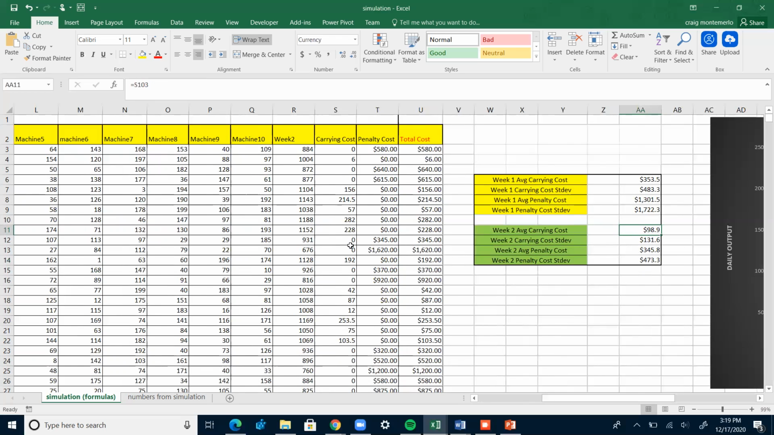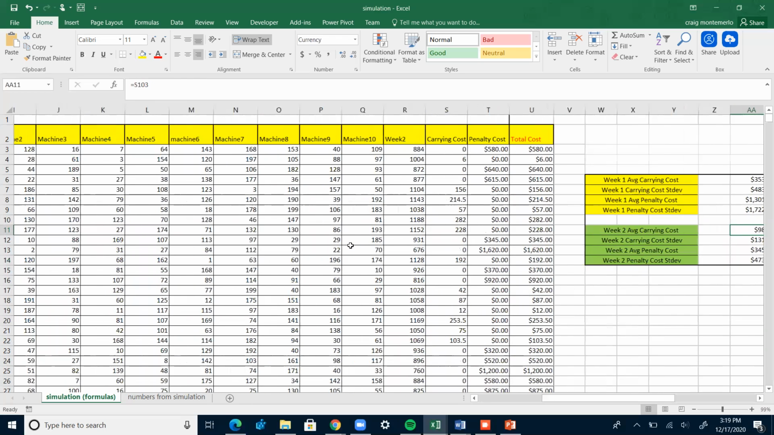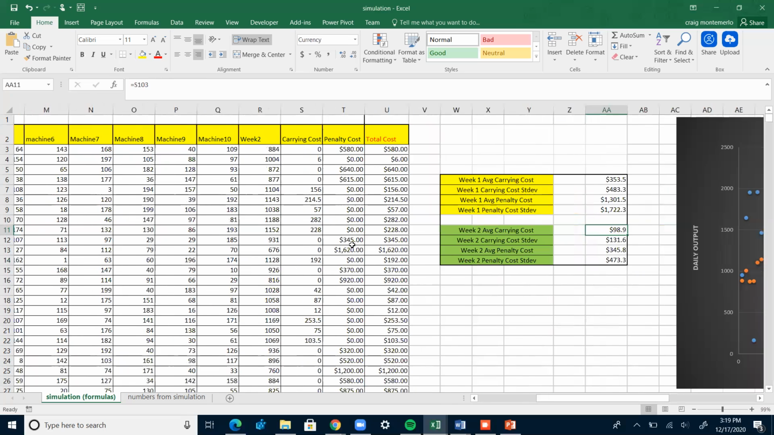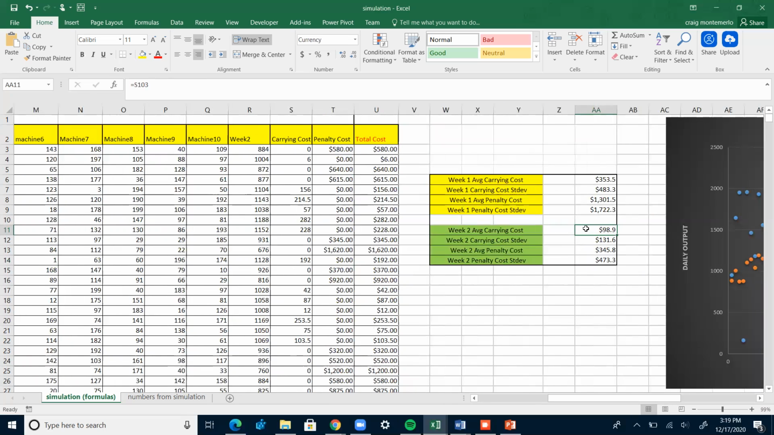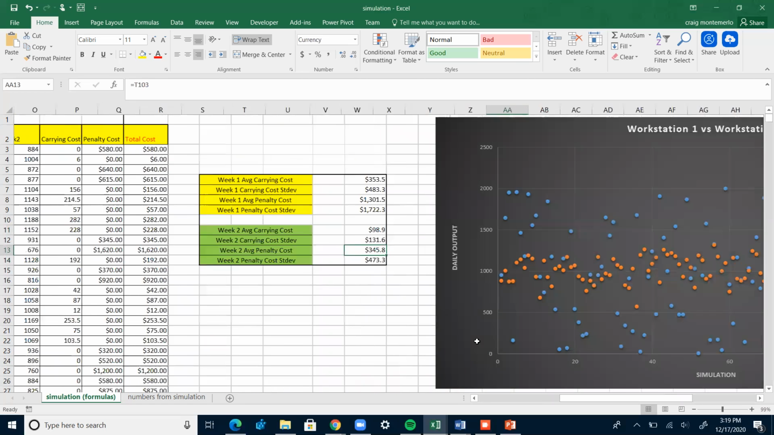These are very large standard deviations and large penalty costs, especially when we compare these directly to week 2 where we have 10 machines. The average carrying cost is more than 3 times smaller than the average carrying cost of the one machine. And when we look at the average penalty cost, it is much smaller as well. So those are very important things to take a look at.